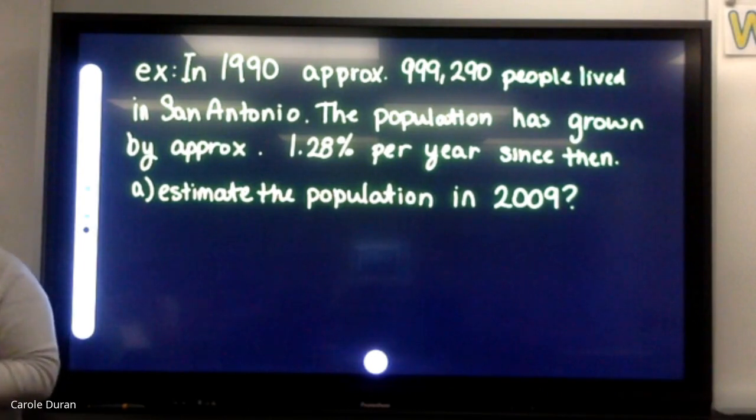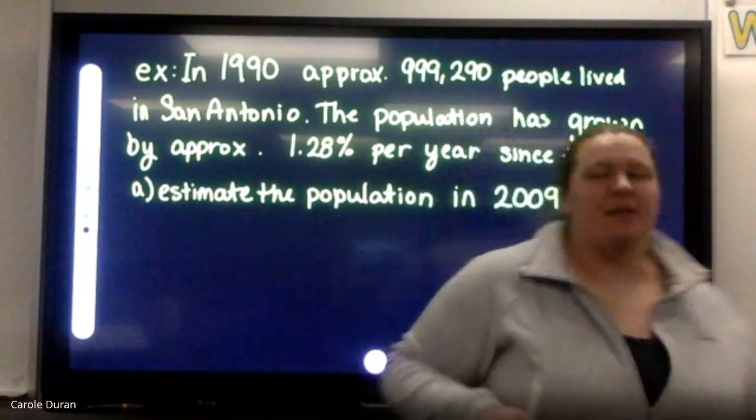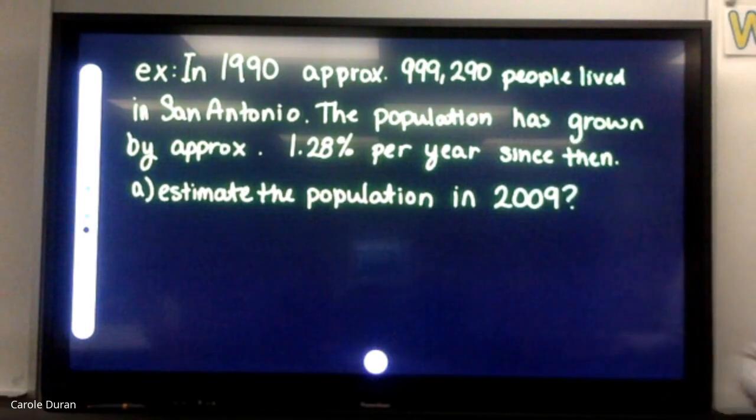This is compounded, right? Population has grown. Is this compounded or continuous? Compounded. How do you know? Because it has grown. It's still not continuous, because it's every year.